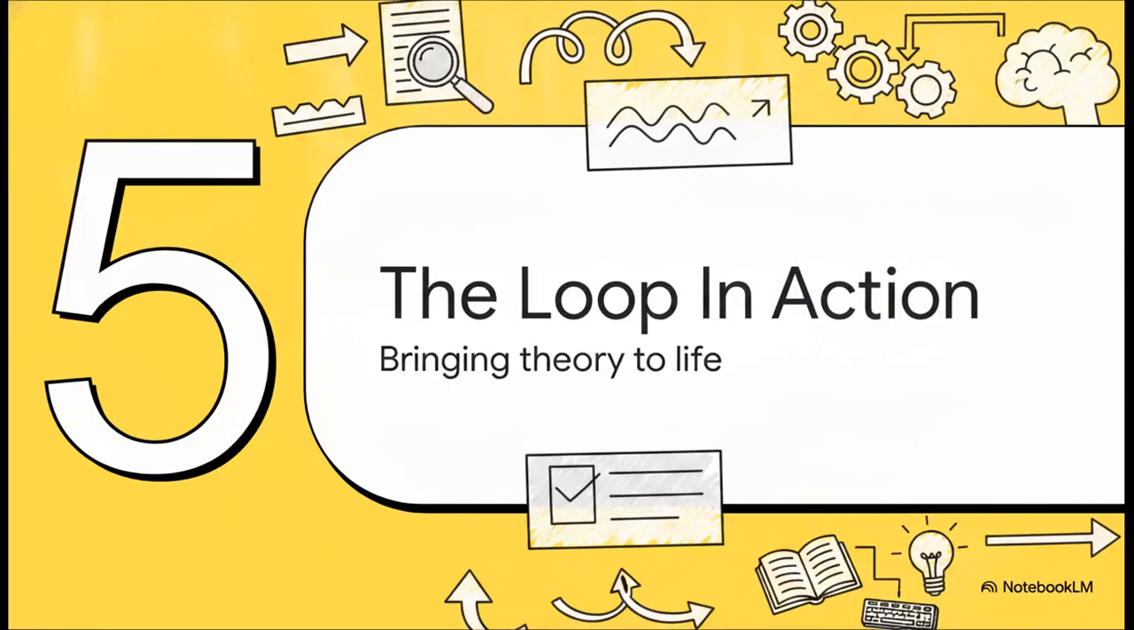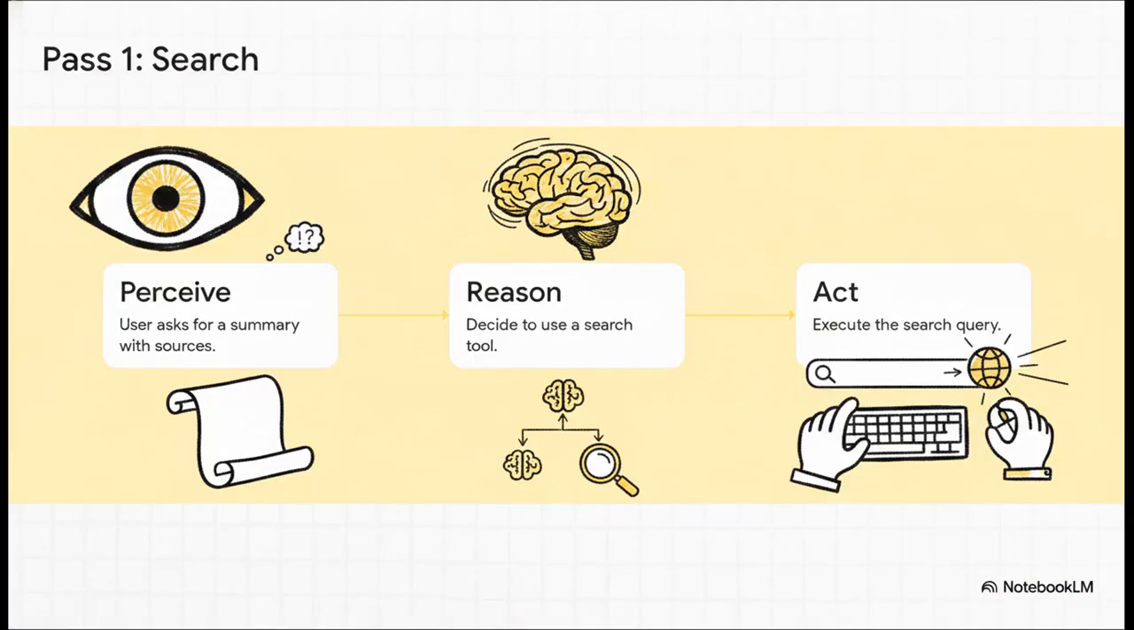Let's bring this theory to life and actually watch the loop in action. We are going to watch this assembled machine run a generic multi-step task, let's say researching a topic and producing a short summary with sources. And we're going to track exactly what the agent perceives, reasons, and acts upon across multiple passes of the loop. Let's start with pass 1.